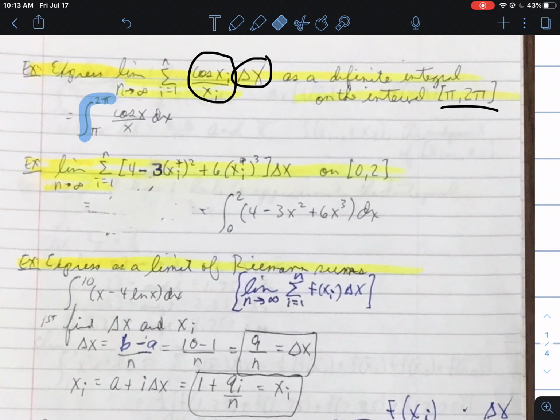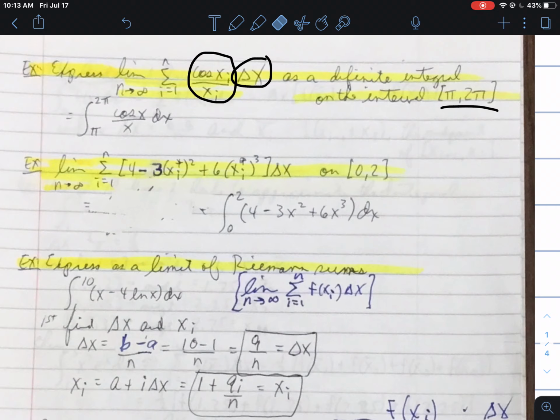the limit of sums to the integral, it's simply a matter of writing our integral with the provided limits of integration. We have to be given those limits of integration. And then we're simply replacing f of x sub i with f of x, and we're replacing delta x with dx. And that's all there is to that.